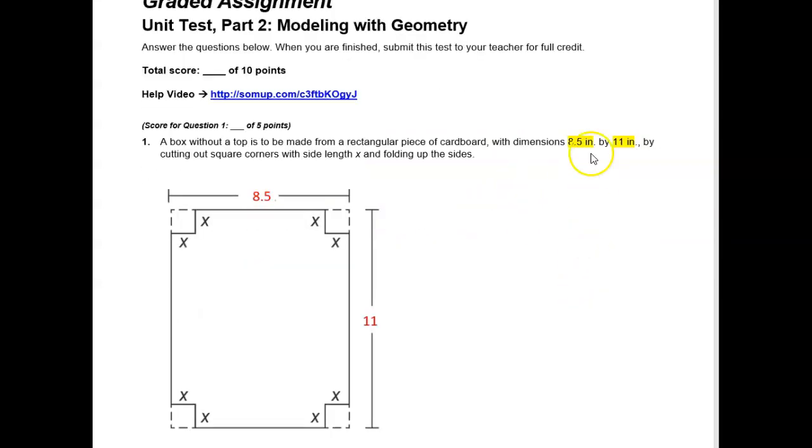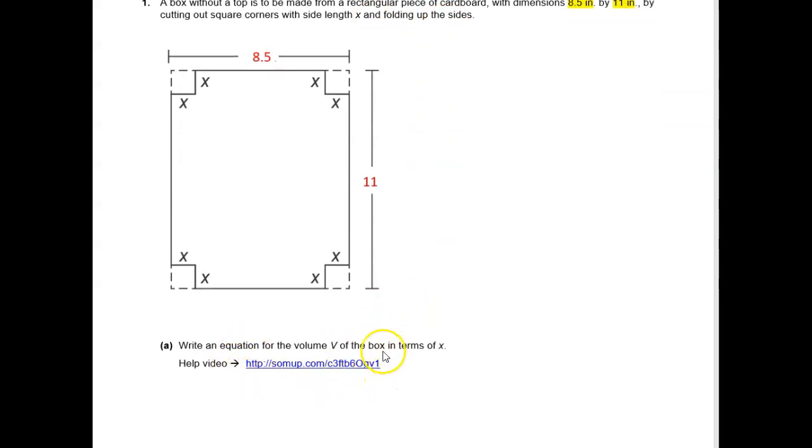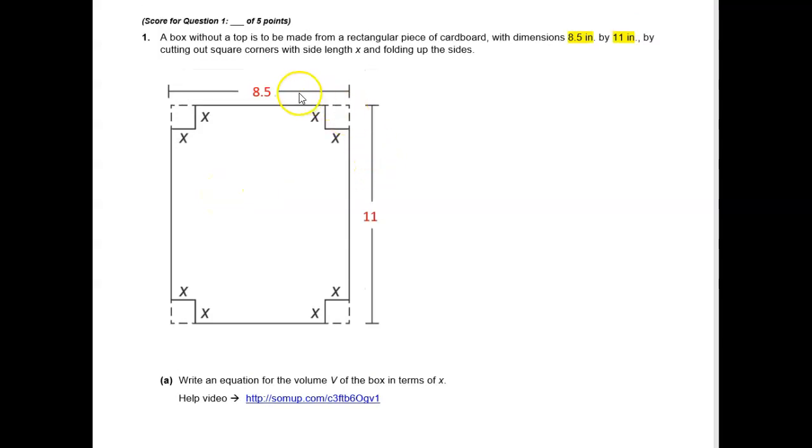dimensions 8.5 inches by 11 inches, by cutting out square corners with the side length X and folding up the sides. If you want to see a visual of this, on your document, I put an example of a help video that you can watch this done and modeled for you. So you're going to take a piece of paper or cardboard.